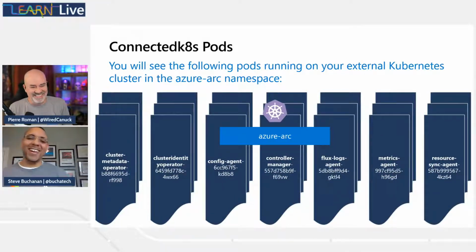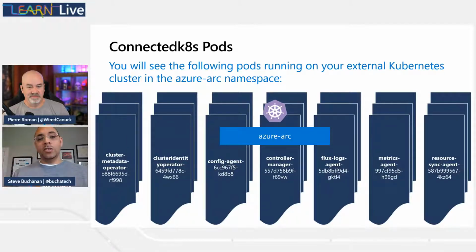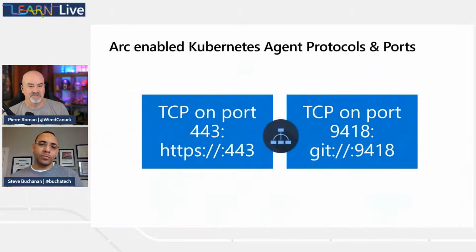So this is just to give you a view of those pods that are running on the projected Kubernetes cluster in that azure-arc namespace. We're not going to dive into this, but this is what you would see if you ran a kubectl get pods in the namespace. You would see this come back. Let's move to the next slide.